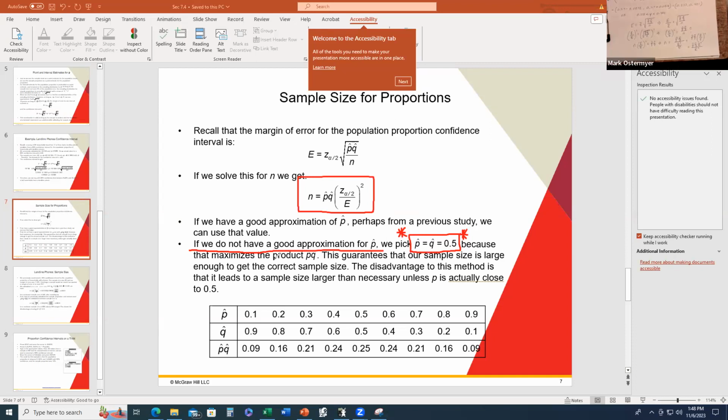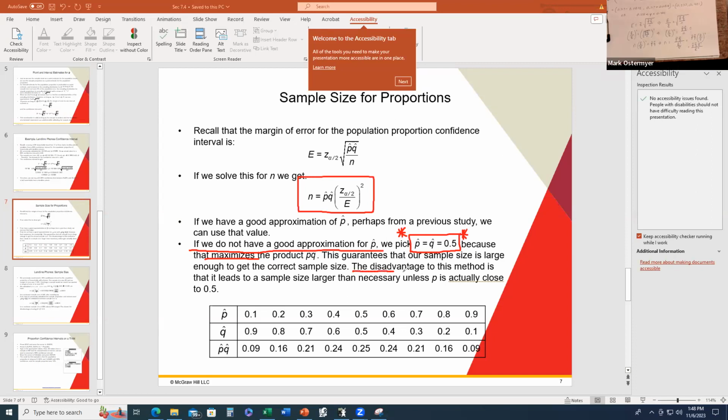And we do that because that maximizes the product of P times Q. And of course, we always are seeking to maximize our sample size. Do you agree? When in doubt, choose a large sample size to reduce sampling error.